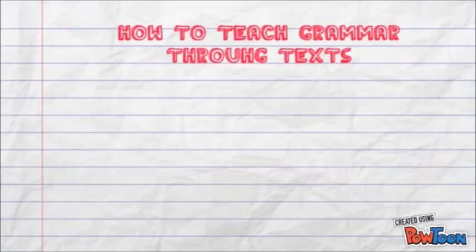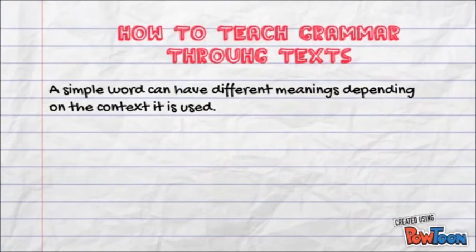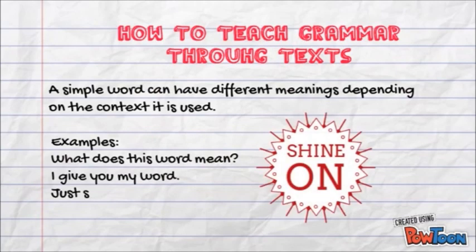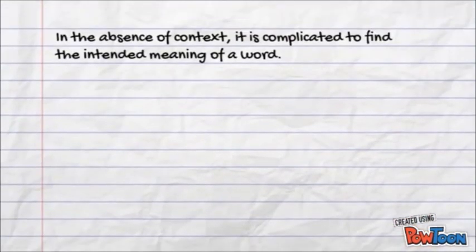How to teach grammar from text. A simple word can have different meanings depending on the context in which it is used. Let's see the meaning of the word "word" in the following examples. The first one, what does the word mean? The second one, I give you my word. And the third one, just say the word. In the absence of context, it is complicated to find the intended meaning of a word.